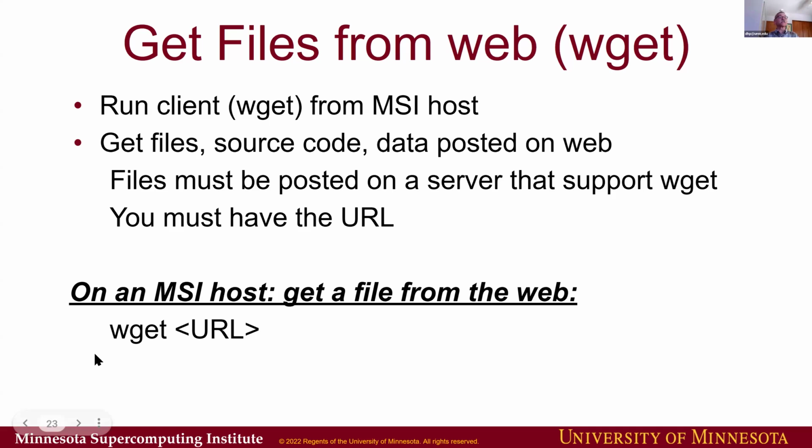And on MSI systems, we have a command called wget, which makes it very easy to pull that data. Basically, if you're logged onto an MSI system and you're in a directory where you want that data to land, you would just do wget and give the name of the URL. And this will typically pull a tar or a zip file, which you can then unzip and process as you like.